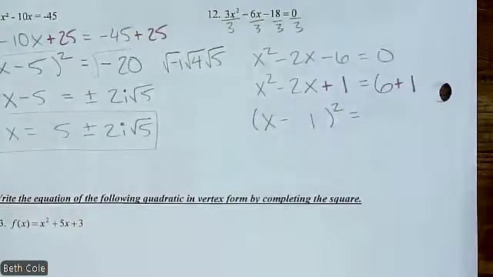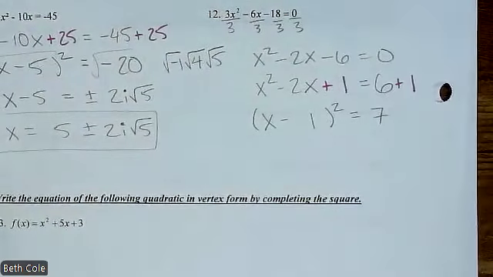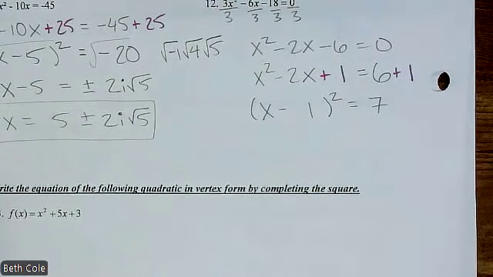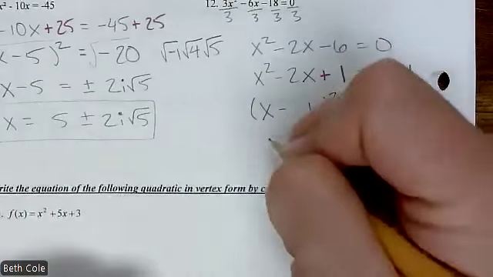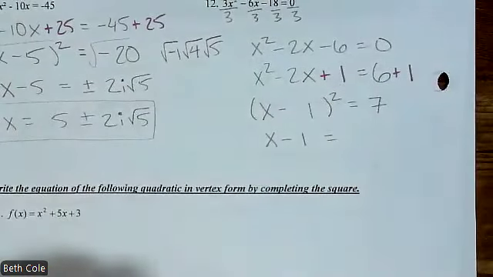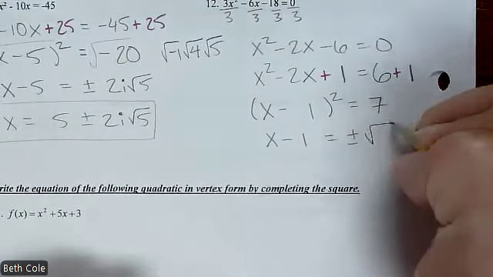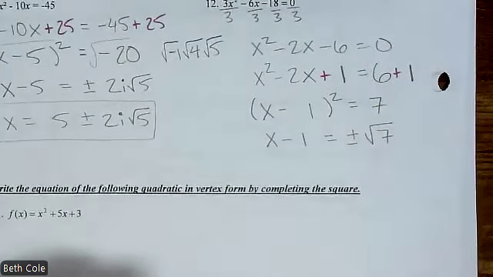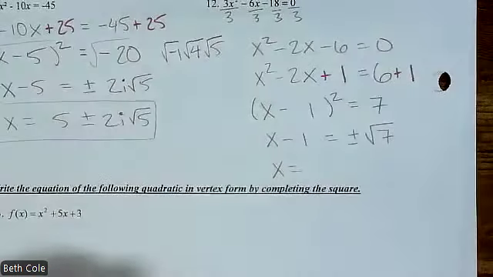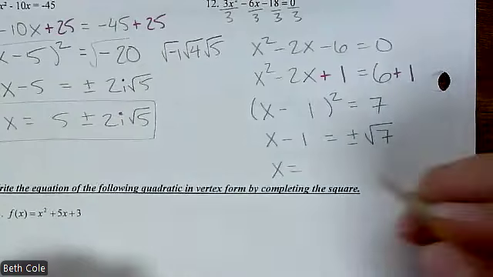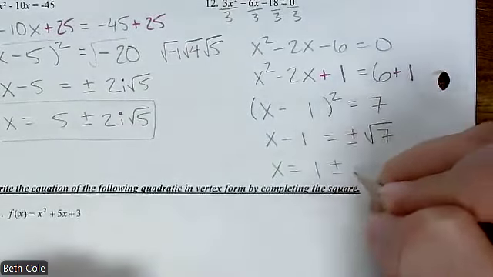Minus 1, good. Equals 7. I'm happy that it's positive. That's good. 2 more steps. It'll be x minus 1 equals plus and minus square root of 7. I don't need to split 7. The only numbers that multiply to be 7 are 7 times 1. And then what's your final answer? 1.